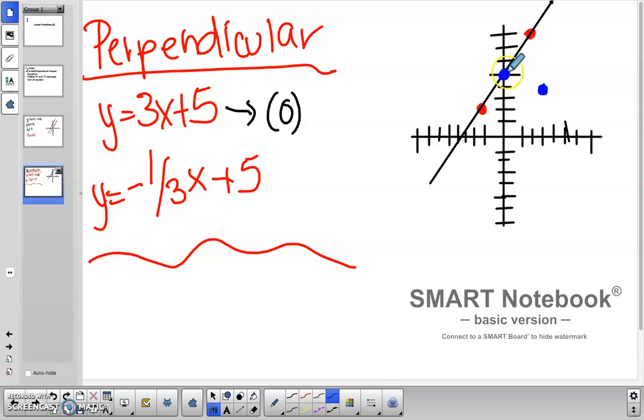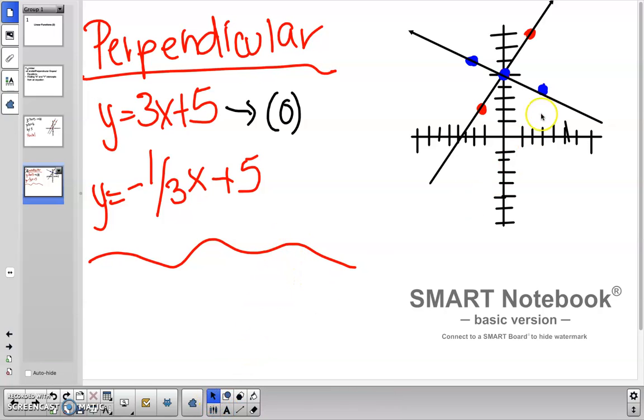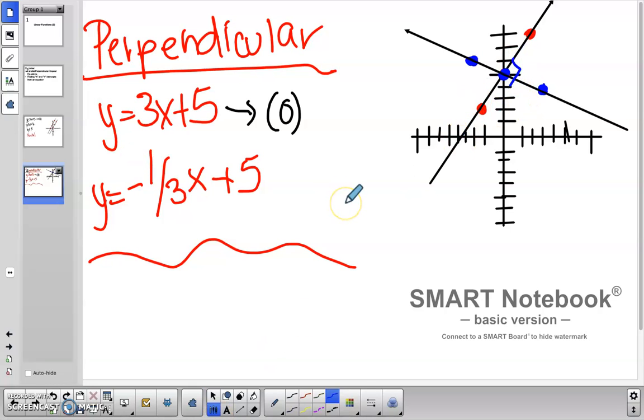Let me do the same here. So go up 1, left 3. So this will be around somewhere about there. And then I'll graph the line. Okay. Let me fix it so it goes through all the points. That's about it. So there we go. It creates that 90-degree angle right there. Okay, so that's how the perpendicular lines are supposed to look.